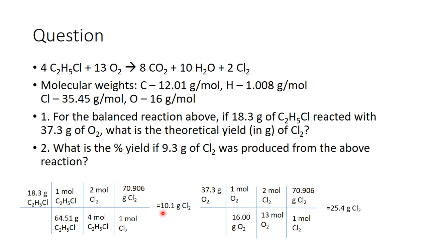Therefore, C2H5Cl is your limiting reagent. This reagent makes less CO2, so it is limiting. Now we said that our percentage that we actually got in the lab was 9.3 grams. So for our limiting reagent, our theoretical yield is 10.1 grams, and what we got, 9.3 grams, divided by what we should have got, 10.1 grams, multiplied by 100 gives us 92.1%.